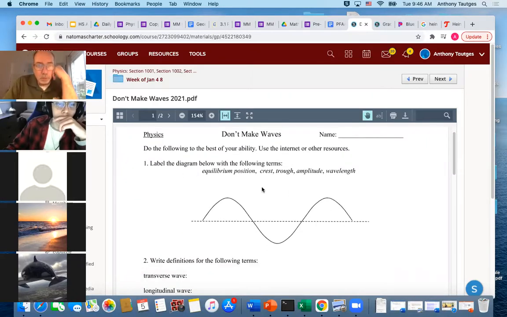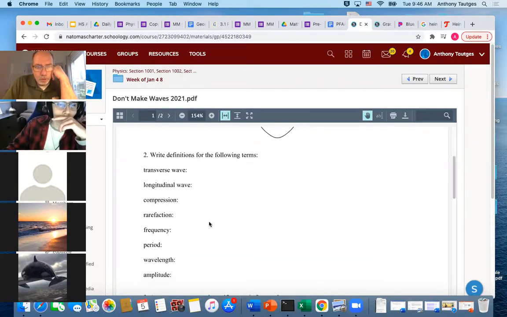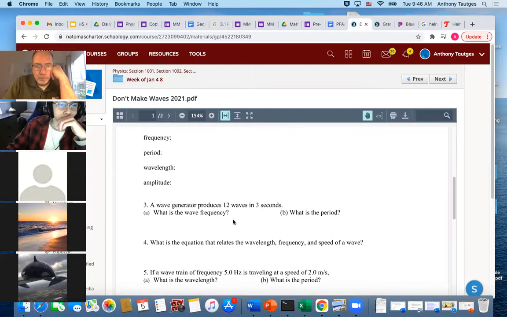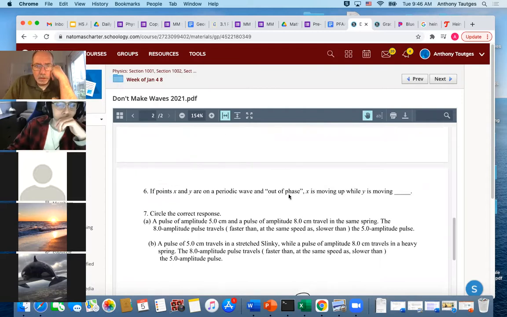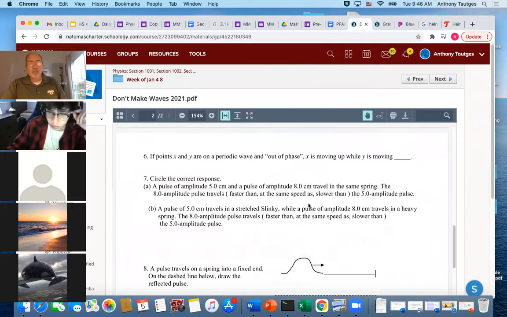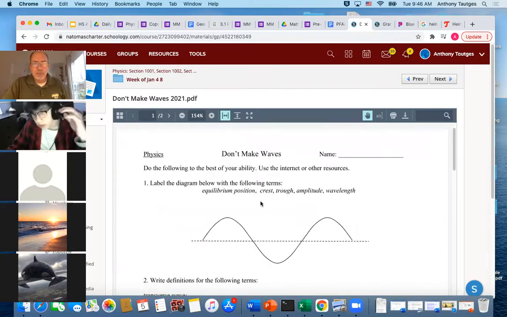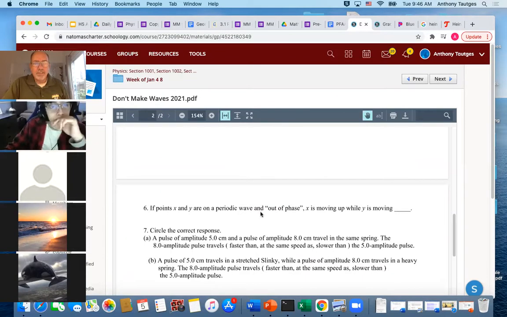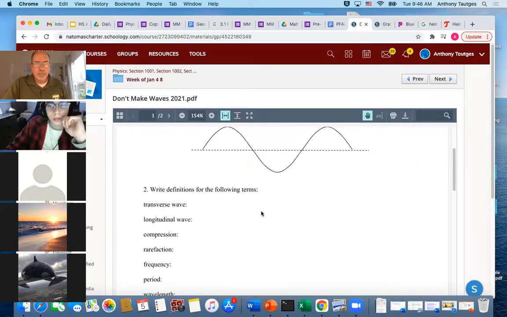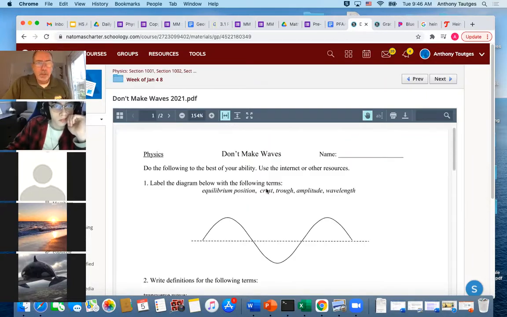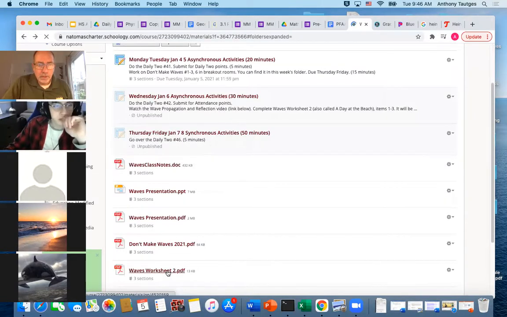We can do numbers 1, 2, and 3. You can't do number 4 or number 5 yet. Talking about phase, for number 6, you could do that. For the rest of the time, and it's going on 20 minutes, the definitions are going to take a while. But please complete numbers 1, 2, 3, and 6. I'm going to give you the rest of the time to work on this. Tomorrow, from the wave tank, you can do Waves Worksheet 2. That's where you'll access it for tomorrow.